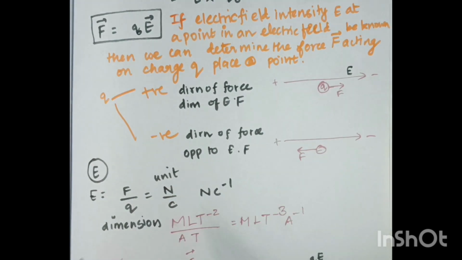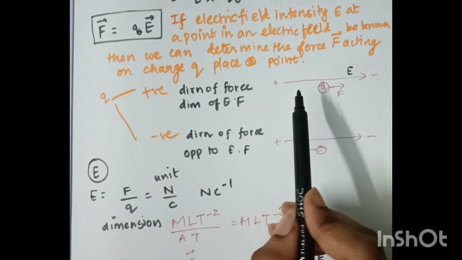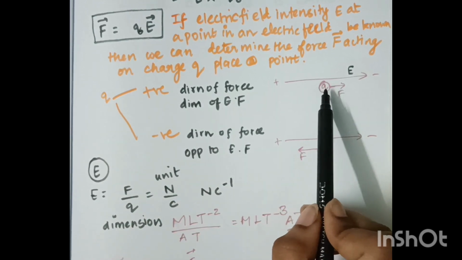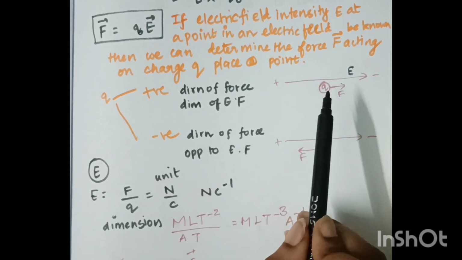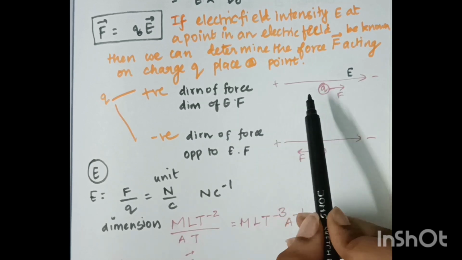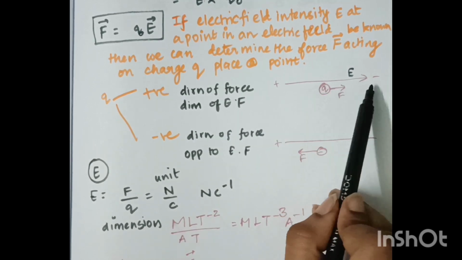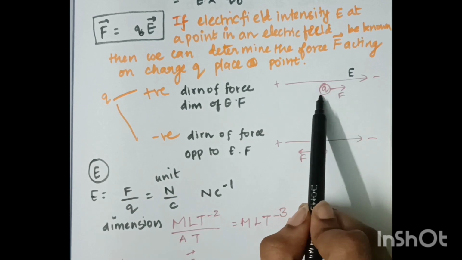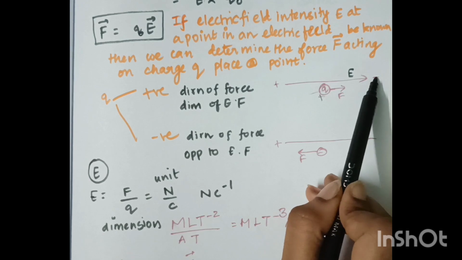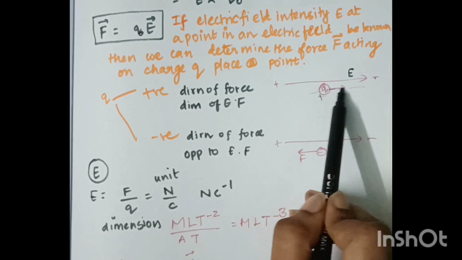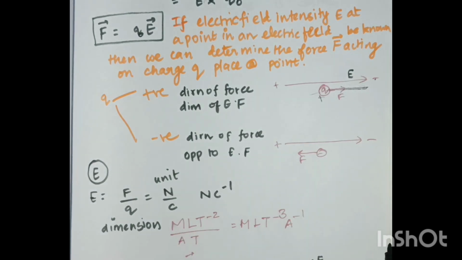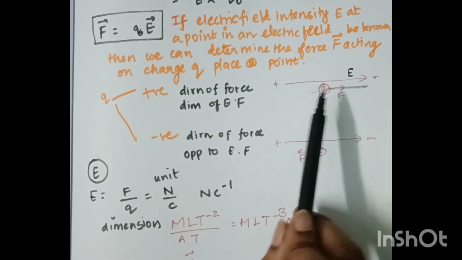So what is the direction of force? Now if we are keeping a positive charge q, if this q is positive charge, then what will be the direction of force? The direction of force is in the direction of electric field. Let us see the reason. If I am placing this q in this electric field, then this is a positive charge, this is also positive region, so definitely they will repel. But this is negative region, so it will attract the positive charge this way. So the force is in this direction, that is towards the right side or in the direction of electric field.